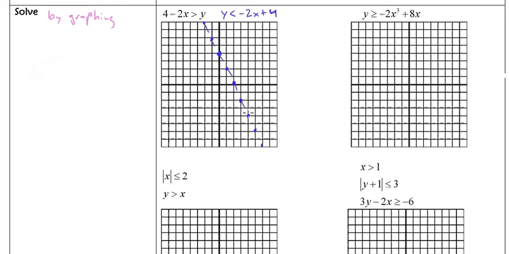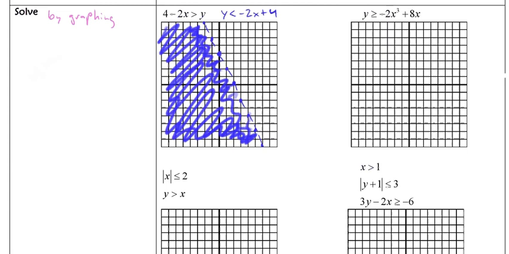This is not or equal to. These are not solutions right on that line. And then where y is less than. So where y is less than. All right, there's the first one.